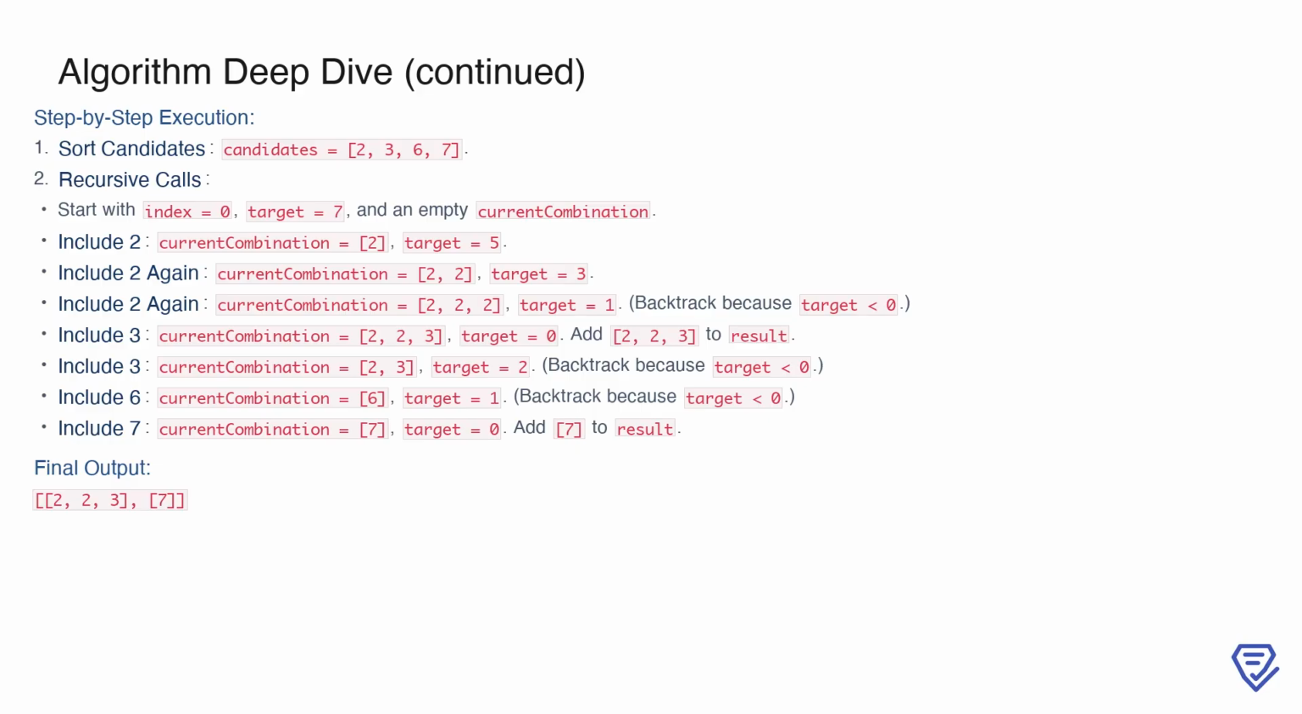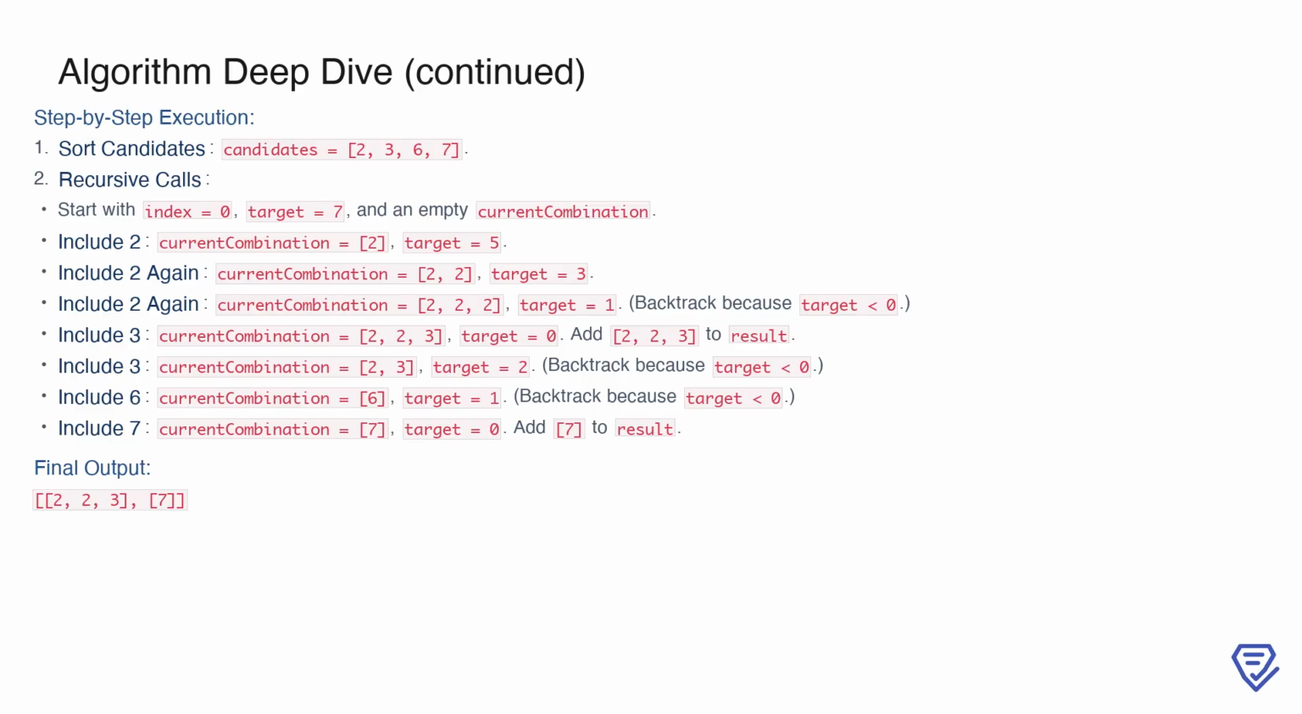We include 2 in the combination, reducing the target to 5, and recursively call the function. We then include 2 again, reducing the target to 3, and repeat the process to include another 2, which reduces the target to 1. Since adding another 2 would exceed the target, we backtrack and explore other possibilities. Next, we include 3 in the combination, 2, 2, which achieves a target of 0. This combination, 2, 2, 3, is added to the result.